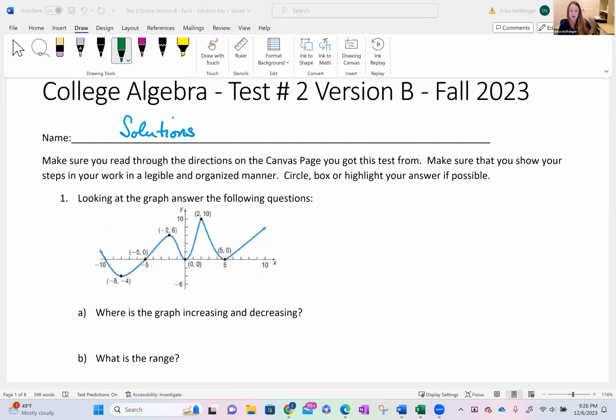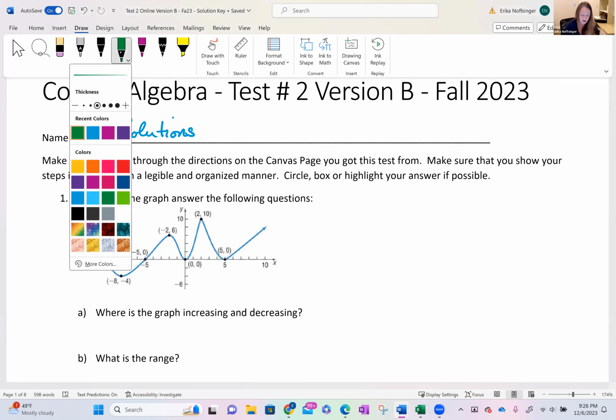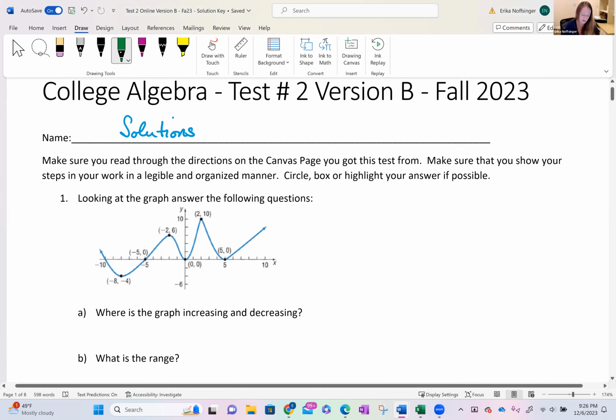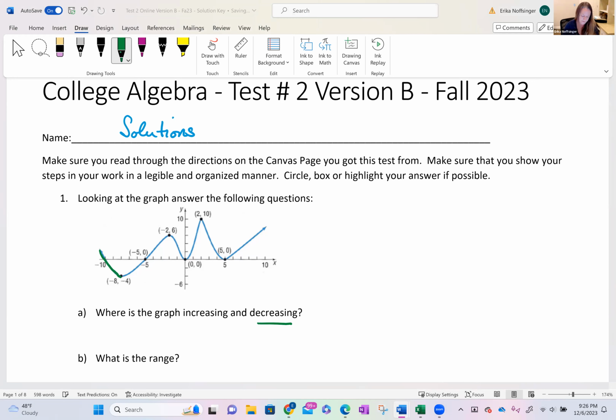So the first question on this exam says, look at the graph and answer the following questions. So where is this graph increasing and decreasing? So looking at this graph from left to right, we're looking at where it's going up and where it is going down. So from left to right, I notice this first piece is going down. So it's decreasing from negative infinity until we get to the x value of -8.